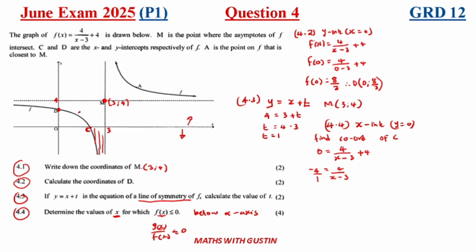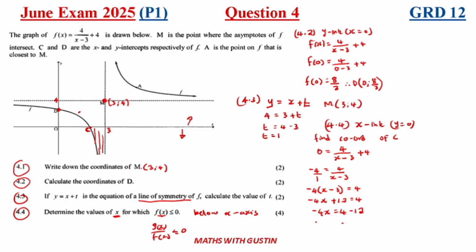Therefore, what we can do here is cross multiply. So we're going to have negative 4 in brackets times x minus 3 equal to 4. Multiply out to remove the brackets. This will be negative 4x plus 12 equals 4. So therefore, we take the 12 to that side. Negative 4x equals 4 minus 12.